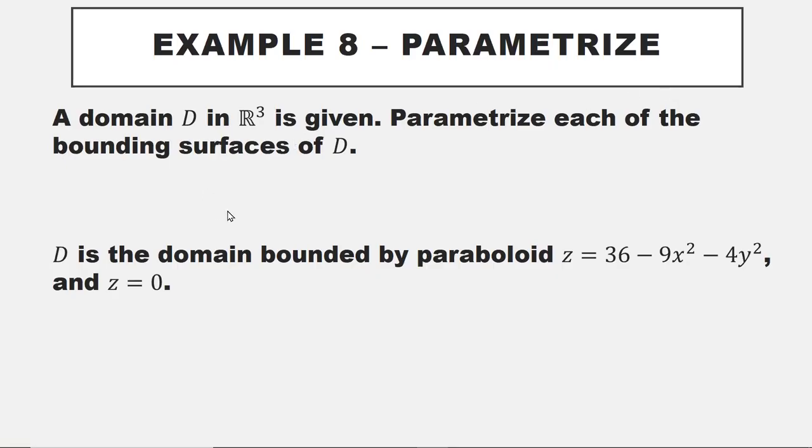Let's do another example like that, where we have to utilize multiple surfaces. In this case, let's create a three-dimensional object which is bounded by the paraboloid z equals 36 minus 9x squared minus 4y squared and z equals 0. So the paraboloid here is going to point down and it's going to intersect the xy plane. And so we want the portion of that paraboloid above the xy plane.